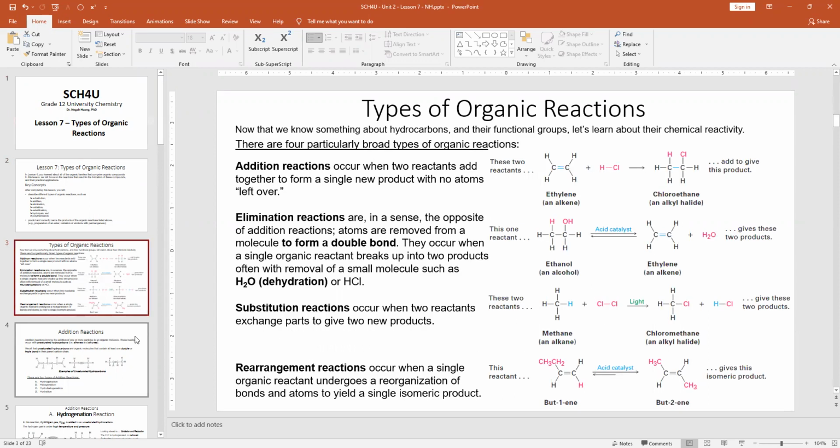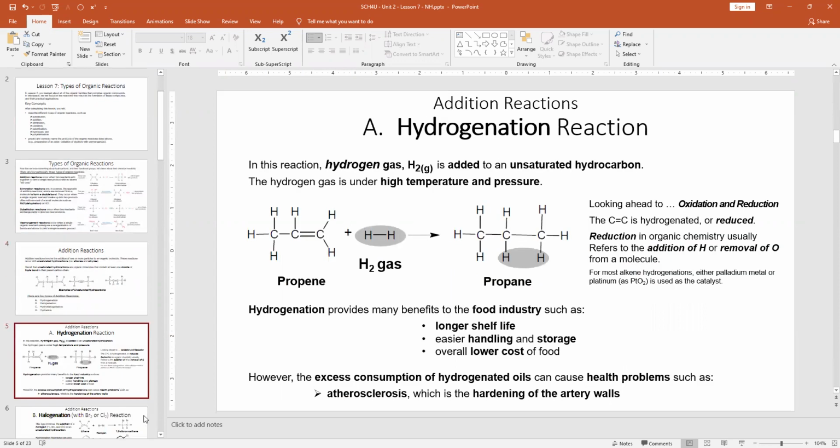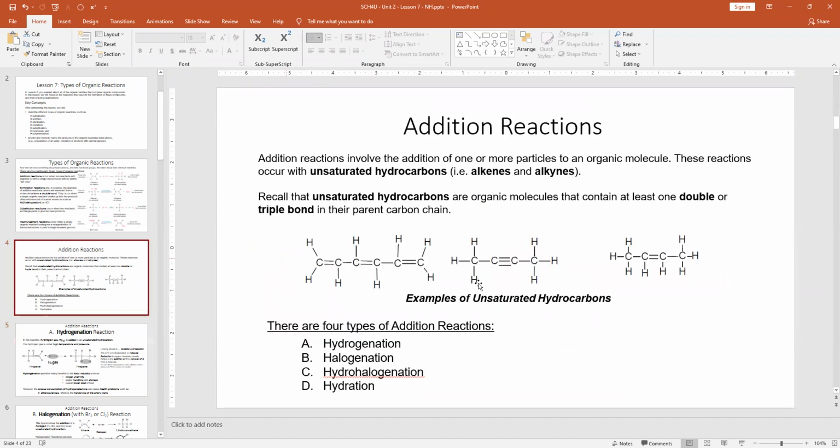So we talked about the types of organic reactions, addition reactions, and then we talked about there's 4 types of addition reactions, and we went through these 4 in detail. We went through the hydrogenation reaction, where you have the addition of H2, hydrogen gas, an H2 molecule. Addition reactions take place with alkenes or alkynes. So these are with unsaturated hydrocarbons that have either a double bond or a triple bond. Remember, addition reactions take place with unsaturated carbons that have either double bonds or triple bonds.